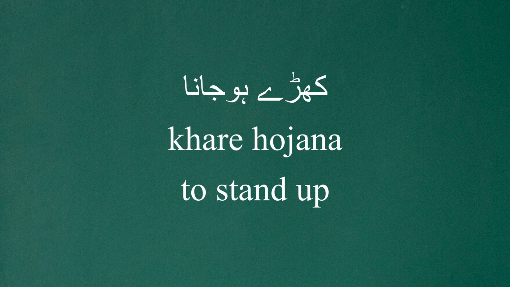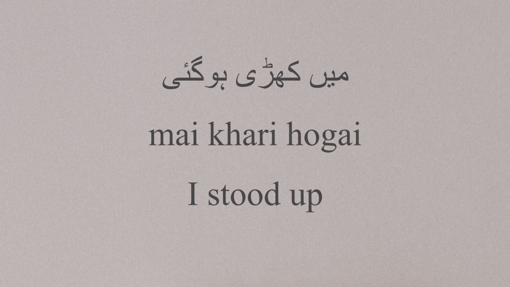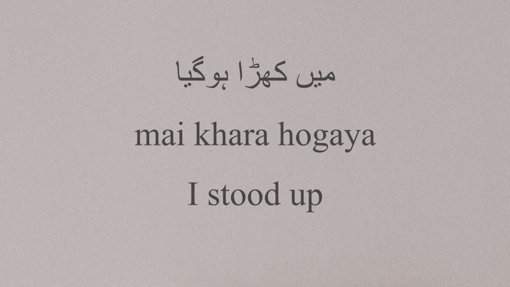खड़े हो जाना means to stand up. मैं खड़ी हो गई. It changes. The first part of the verb also changes according to the subject. मैं खड़ी हो गई. I stood up. मैं खड़ा हो गया.